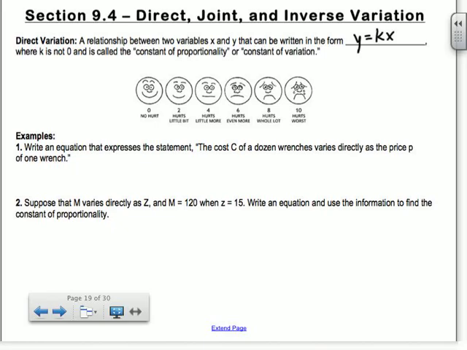Where k is not 0, and it's called the constant of proportionality. So for a particular problem, it's going to have this number that's going to be the same throughout the problem. All right, so it's a constant. It's also called the constant of variation.